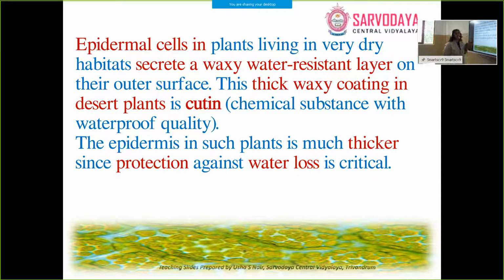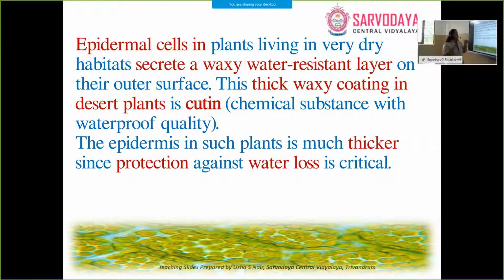So the epidermal cells in plants living in very dry habitats secrete a waxy, water-resistant layer on their outer surface. This waxy coating in desert plants is cutin. It's a chemical substance with waterproof quality, to prevent water loss, and it is produced on the outer surface of the leaves. In cactus, they make their food in their stems. They don't have leaves as such. They have spines, but they make their food in their stems.